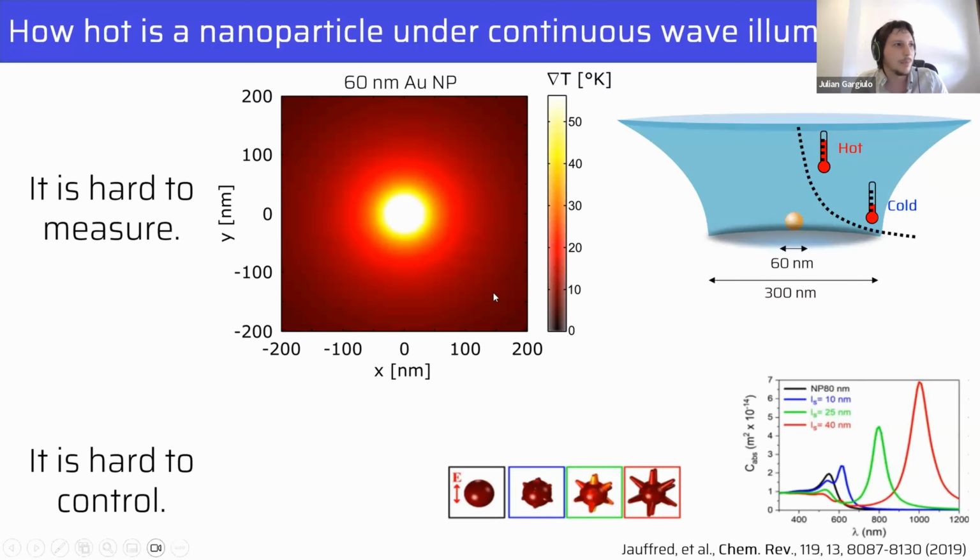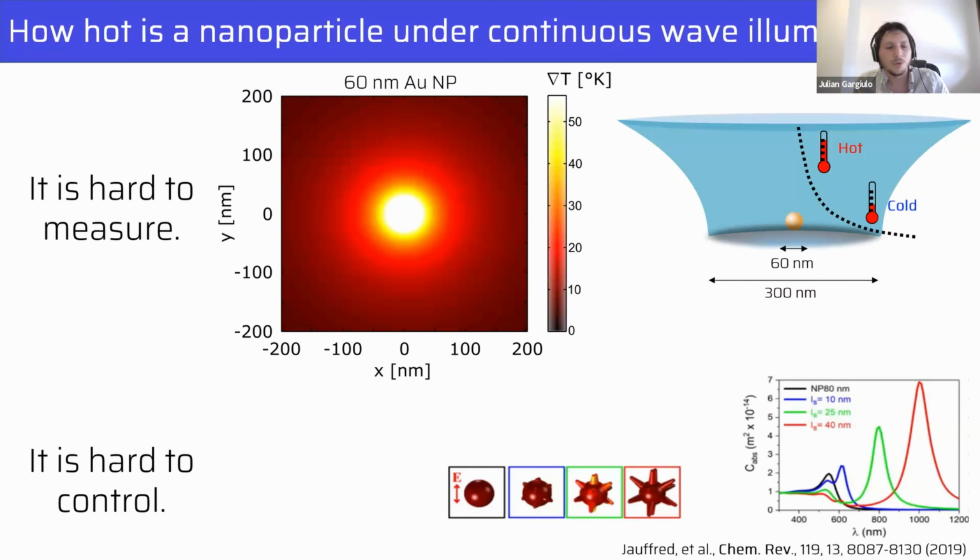One of the reasons is that the temperature is very confined in a very small area around the nanoparticle. For example, here we can see a 60 nanometer gold sphere, and the temperature decays within 50 nanometers. So if you want to use a technique based on light, we have the diffraction limit of light. Here you have a picture that is drawn to scale, and we can see that if we use light, we will be averaging hot and cold areas, because the minimum size of the diffraction limit is much larger than the temperature size.